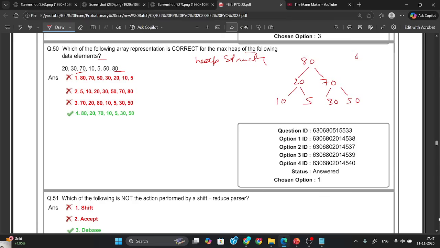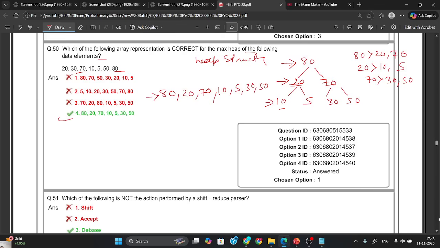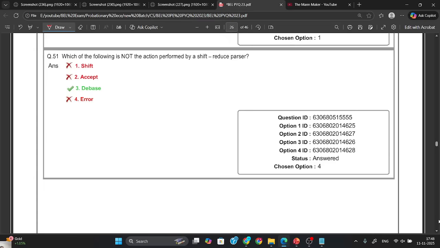Okay, now you can see this 80 is greater than 20 and 70, and this 20 is greater than 10 and 5, and 70 is greater than 30 and 50. So from here we can write it like this: first 80, then 20 and 70, then 10, 5, 30, 50. So which is matching with this option? Option D is your right answer.